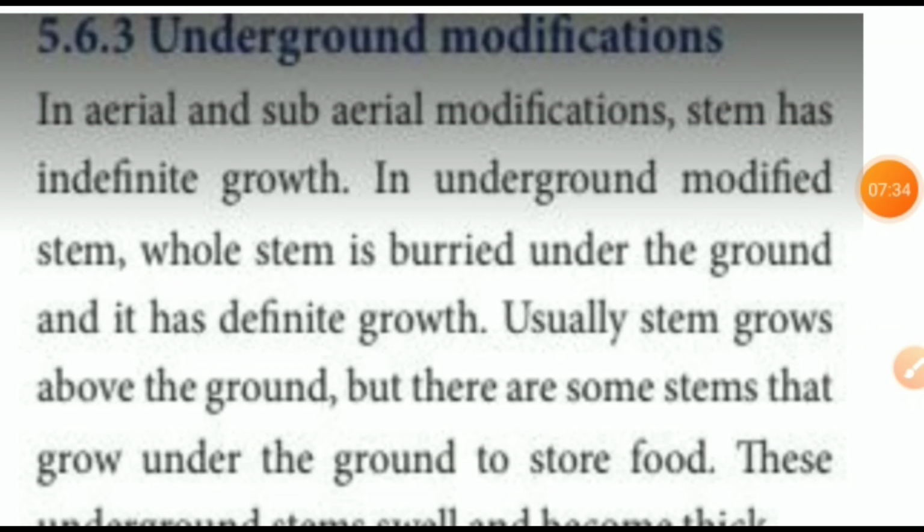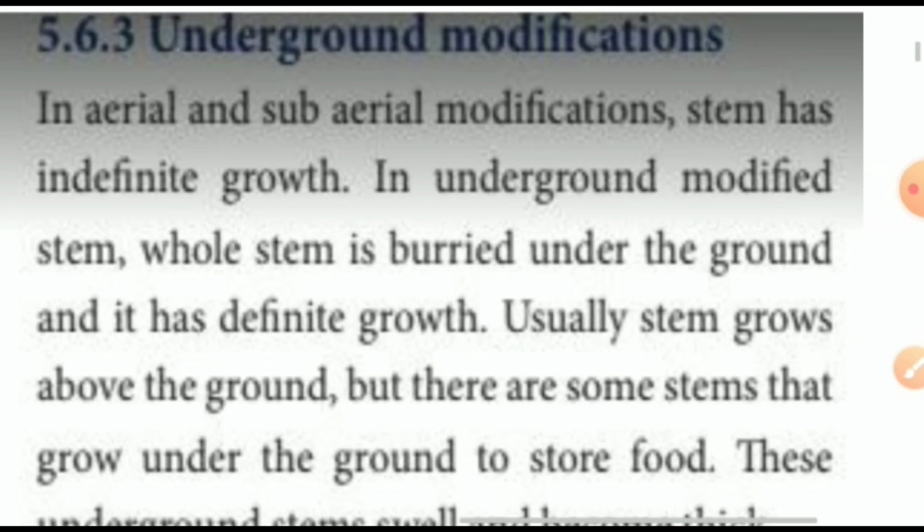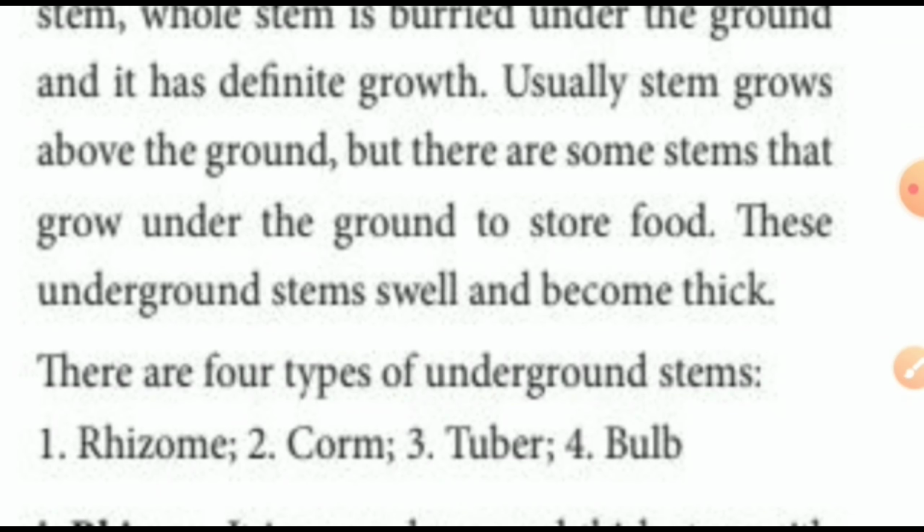The underground modification. Which part is the underground modification? The stem part swells and becomes thick. That is the underground modification. How many types of underground stems? There are four types. What are they? Rhizome, corm, tuber, and then the last one, bulb.